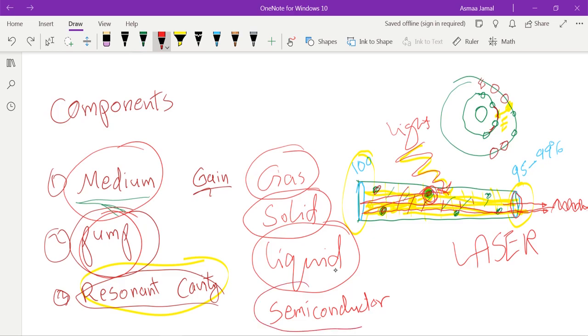The last type is the semiconductor laser. This one is very cheap, compact in size, and consumes low power. We also call it laser diodes. In the semiconductor laser, the pump or the source of energy is electricity.